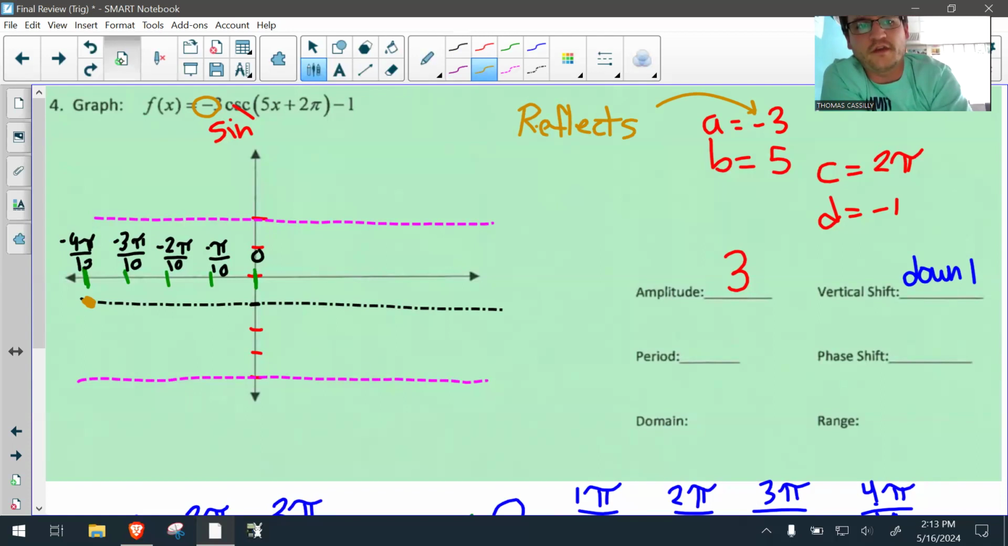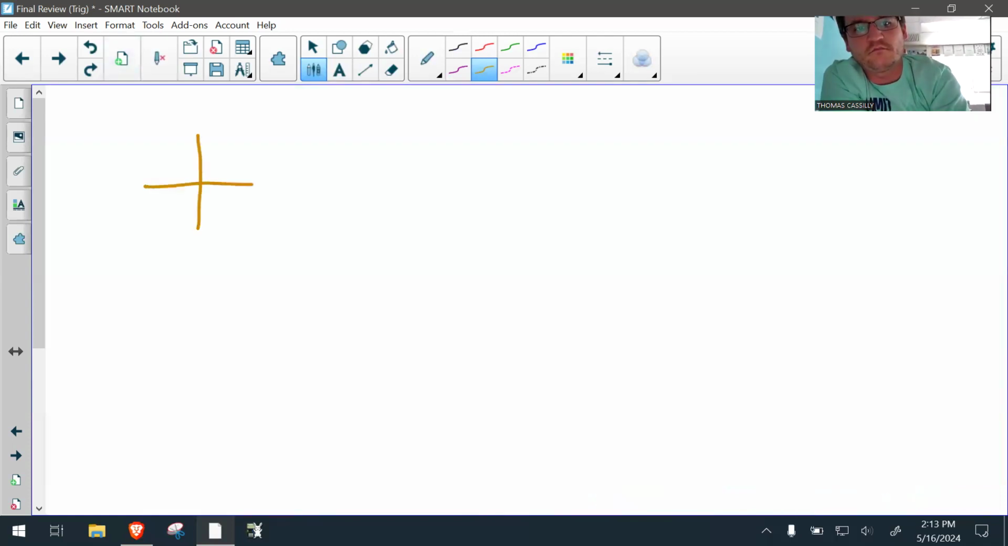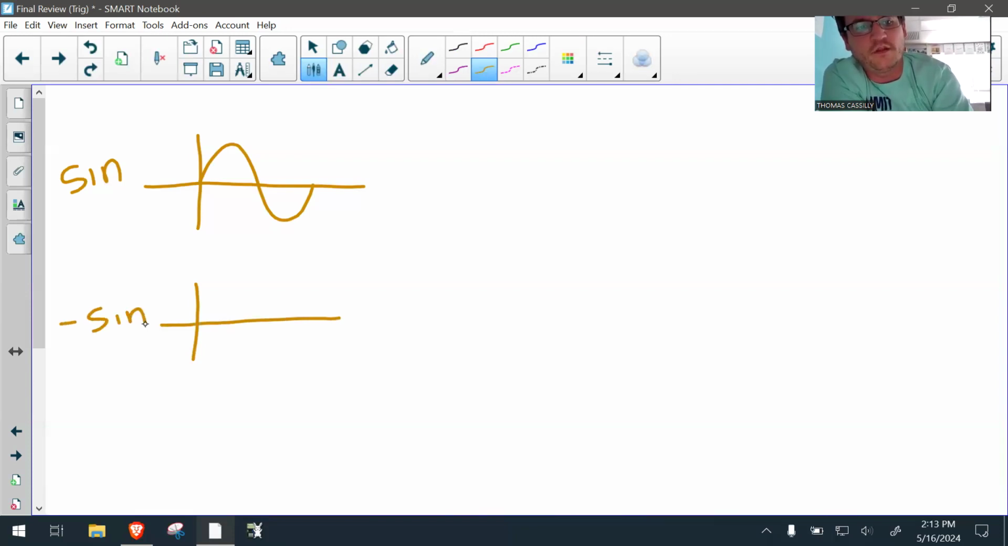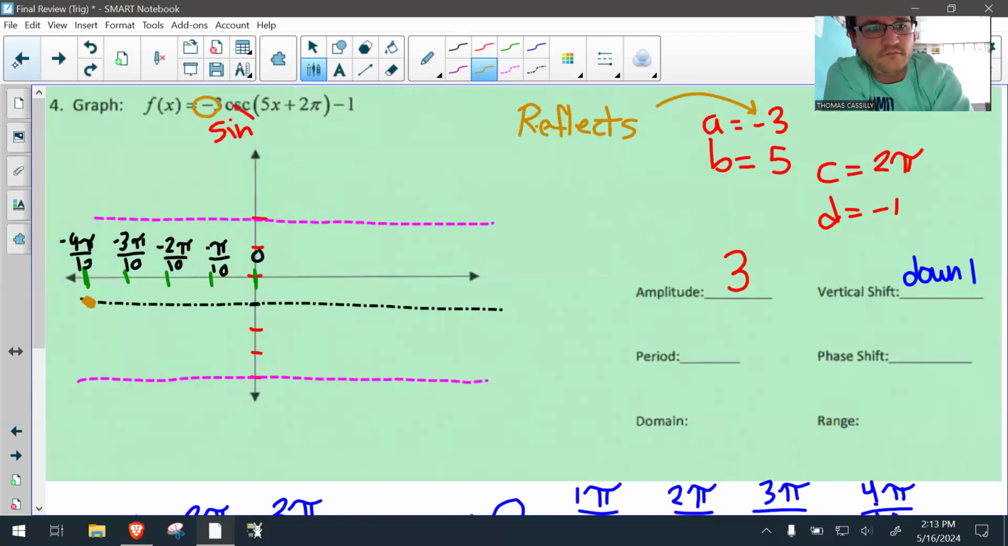So, for example, a normal sine looks like this. A negative sine, if we just had a negative 1, looks like this. It starts and stops at the same spot, but it's flipped upside down. So we don't want to go up first. We're going to have to go down first, and then we hit that midline. Then we hit our maximum, and then we're back down at the bottom. So this is what our sine function looks like.